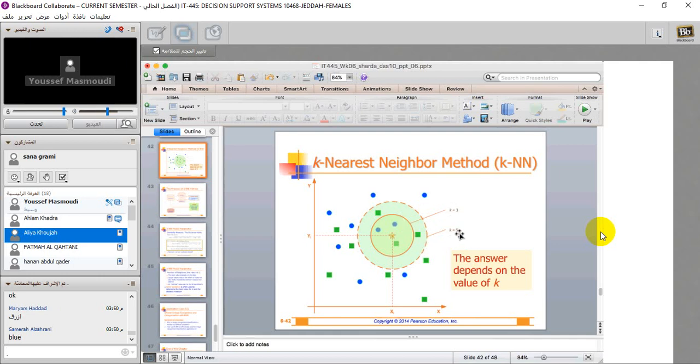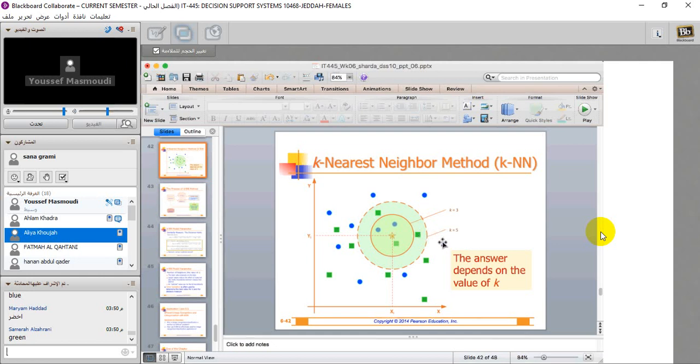Okay, if K equals 5, so let's take 5 neighbors for this star. So we have this point, this point, this point, this point, and this point. These are the 5 neighbors. So the classification would be green, exactly.